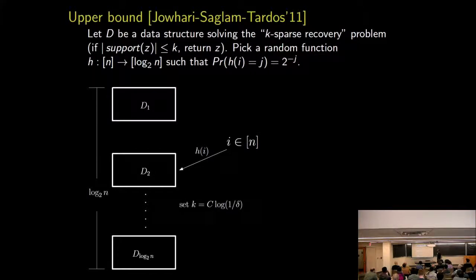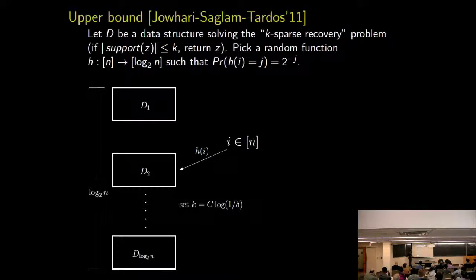So here's the overall data structure. You take a bunch of k-sparse recovery data structures, d1, d2 up to d log n. They're all deterministic, meaning they always work as long as the support of z is at most k. You set k, your support size bound, to some constant, 100 times log 1 over delta. Whenever you see an item i in the stream, a fruit, you hash i with this random function h, which sends it to a random level. Mostly they'll get sent up here, because half of them get sent here, a quarter gets sent here, etc. So most of the time it'll be in the upper part. But you send it to a random level, and that data structure will be responsible for processing it.